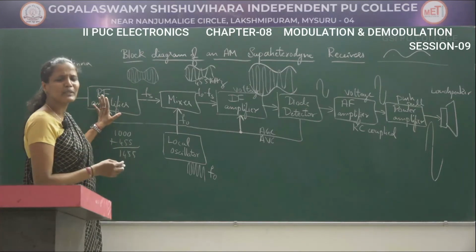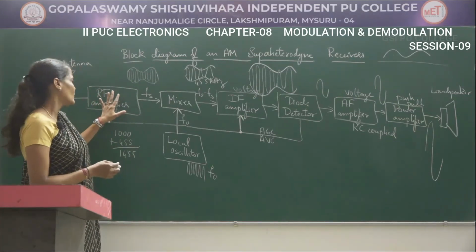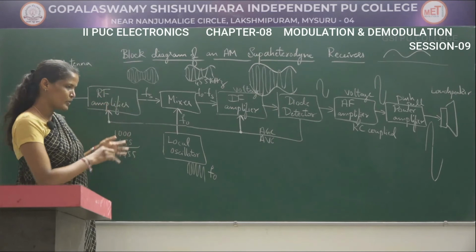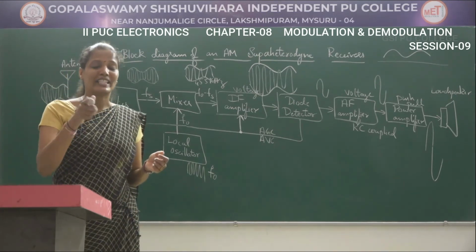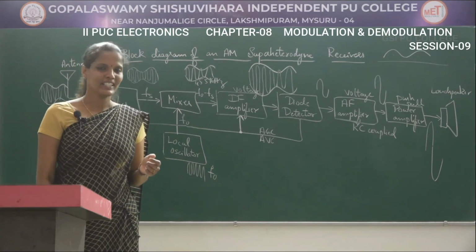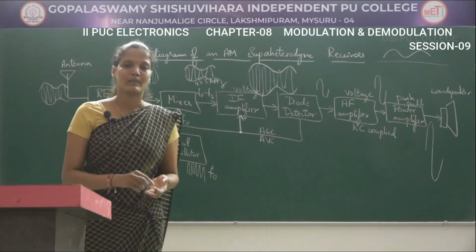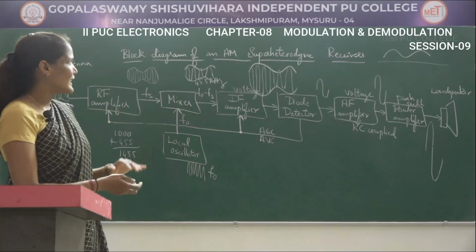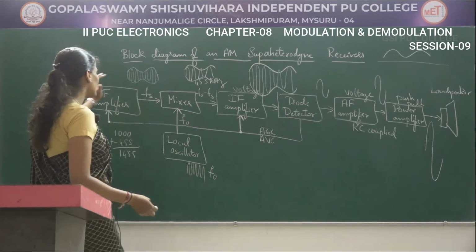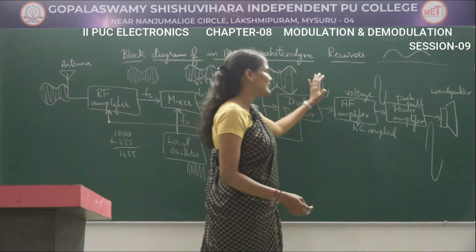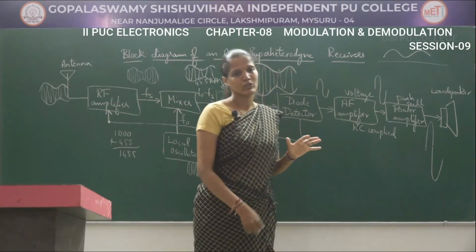Tuning is nothing but selecting the frequency. With the help of the RF amplifier circuit, I am going to tune the frequency of the signal, or select the desired frequency signal. Clear? So this is all about the block diagram of an AM superheterodyne receiver. At each stage you have to draw these diagrams and the waveforms also.